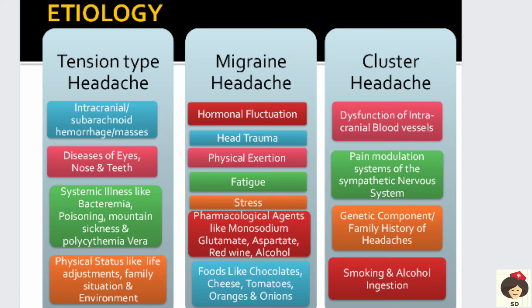And other systemic illness like bacteremia, which is due to any infection. Again, when there is infection, there is injury to the nerves which can aggravate pain. And poisoning, mainly carbon monoxide poisoning and other volatile gases. When the person inhales the fumes, this can cause headache due to abnormal biochemical reactions occurring between the nerves. And mountain sickness, which is mainly for mountain climbers. When they are climbing high altitudes, the oxygen level in that area is low, and because of that it can induce the pain.